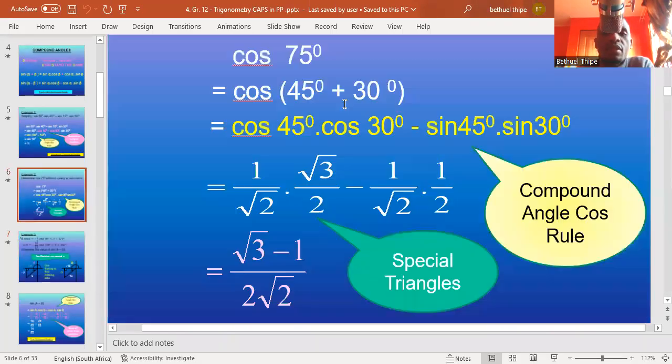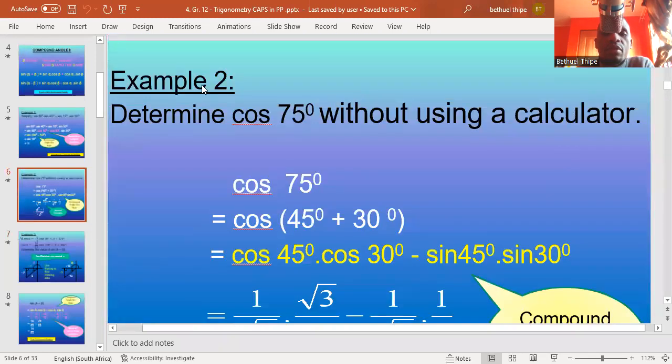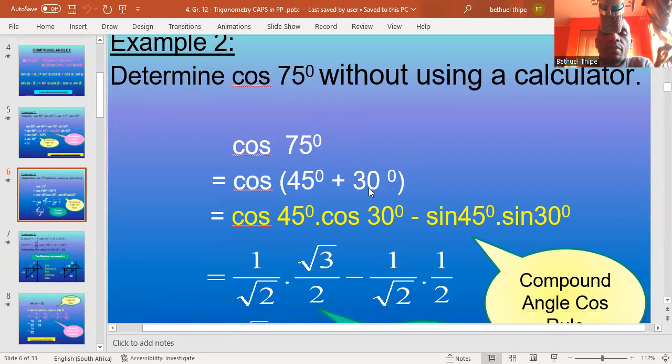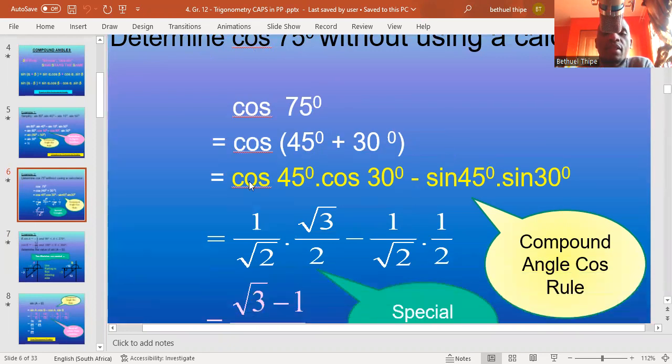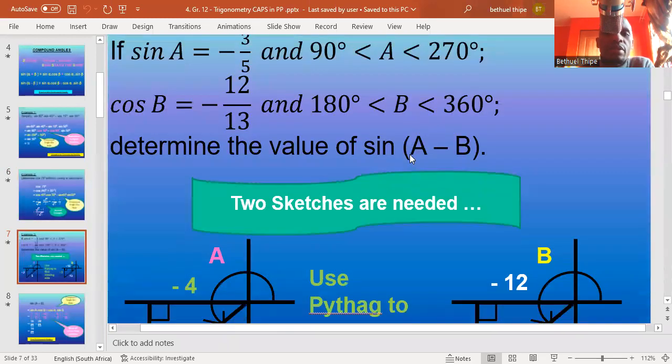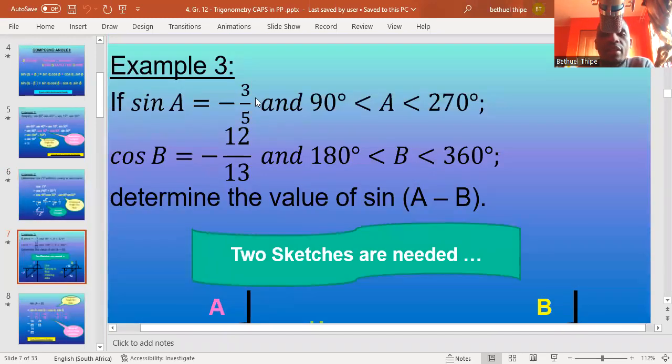Welcome back, folks. So we did example number 2 on the previous video. We were required to determine the cos of 75. Then we noticed that the cos of 75 is actually the sum of two numbers, which is 45 and 30. And then we expand, and there's this additional formula for cos, then get this in the final answer we managed to obtain. So on example number 3, this is the example that is given to us.